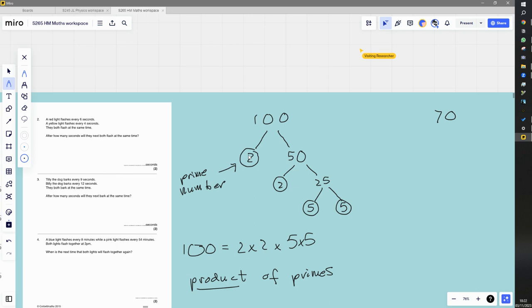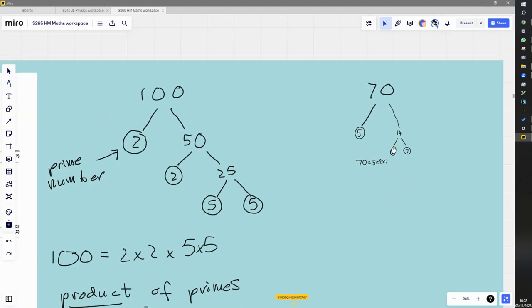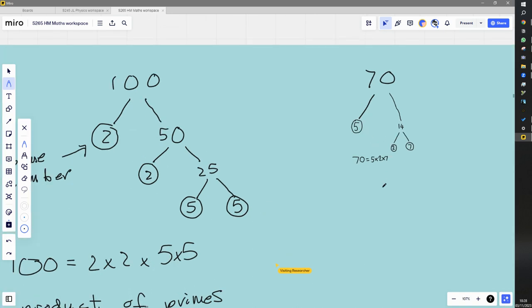I'm going to do the same here. In fact, let me pause this and let's see if you can have a go at this one. Okay, good. So this is a completed factor tree of 70. Once we get to a number that can't be divided any further by whole numbers, apart from 1 and itself, then we draw a circle around them because they would be prime numbers. So 70 is 5 times 2 times 7.